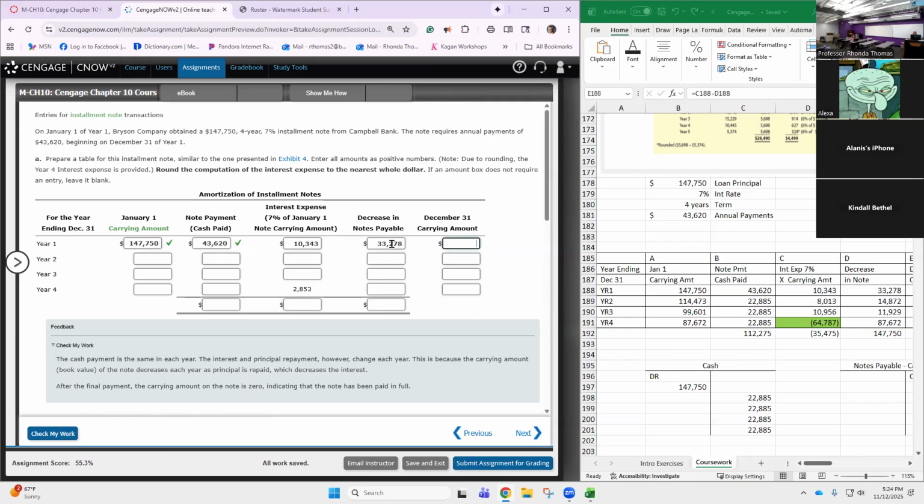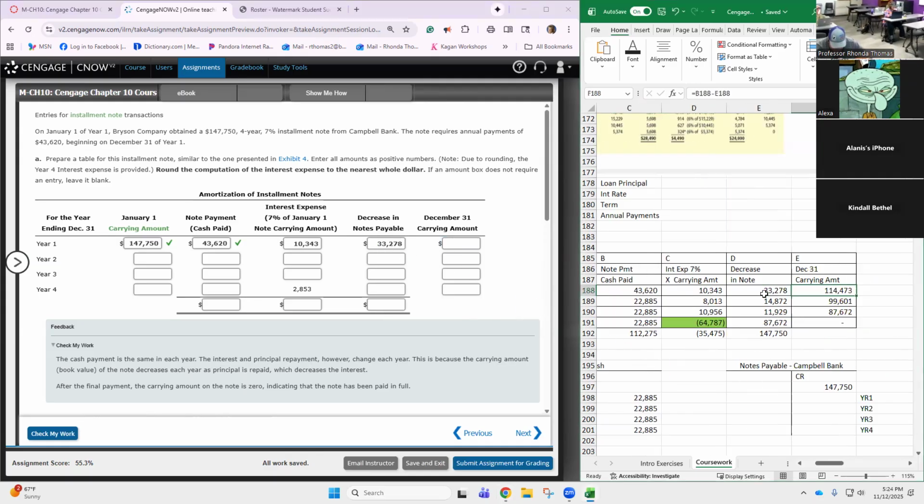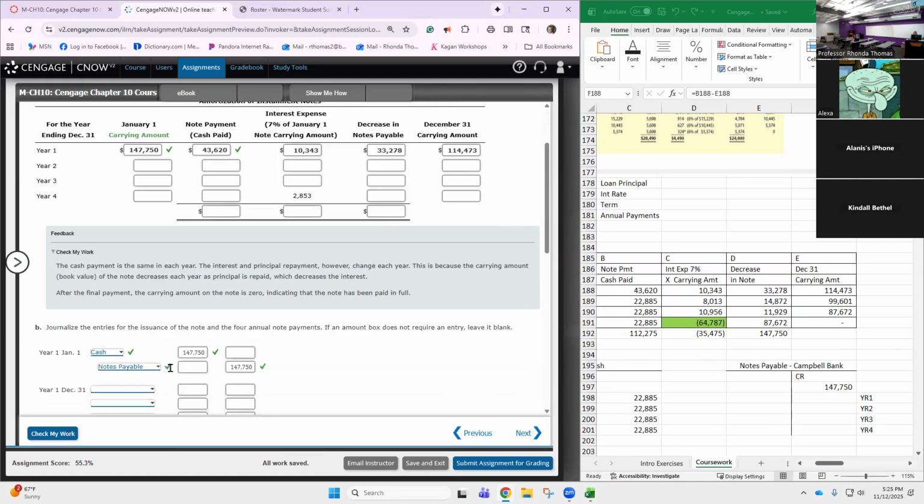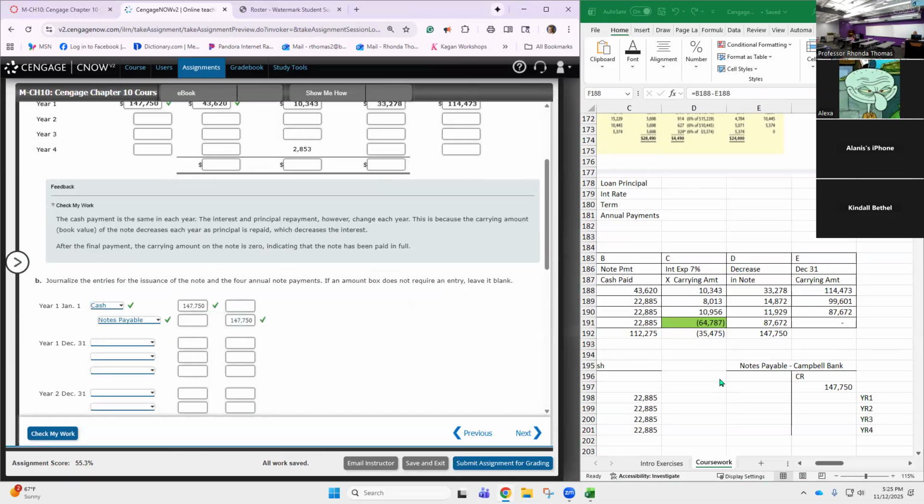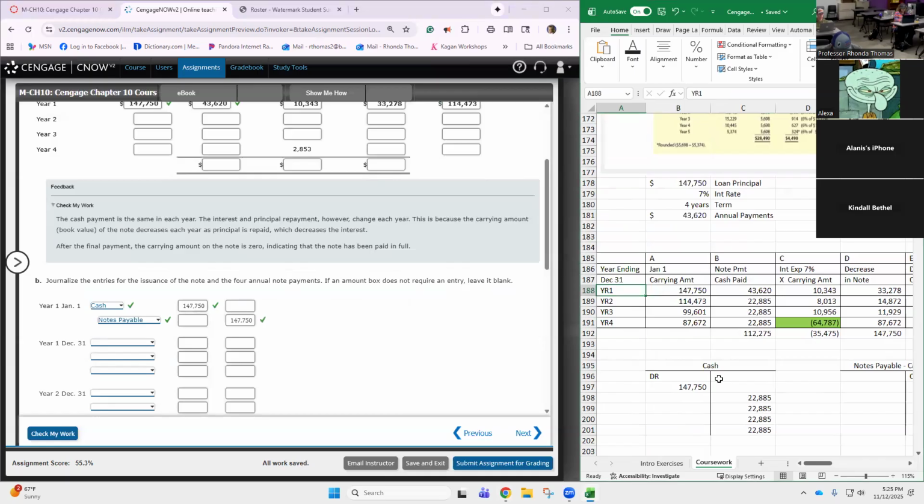Now I have a new carrying amount of that note. This note over here was $147,750. I'm going to subtract $33,278, so that now I get a new carrying amount of the note of $114,473. Now let me show you that in a payment. So now let's make a payment. Now we're going to work our T accounts. In our T account, we're going to make the same payment.